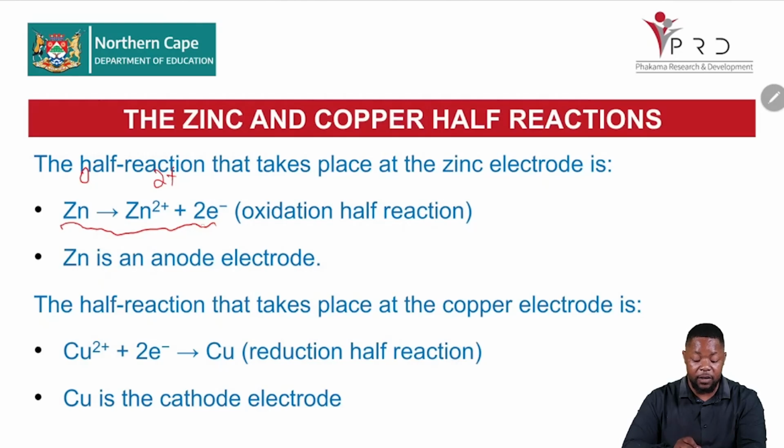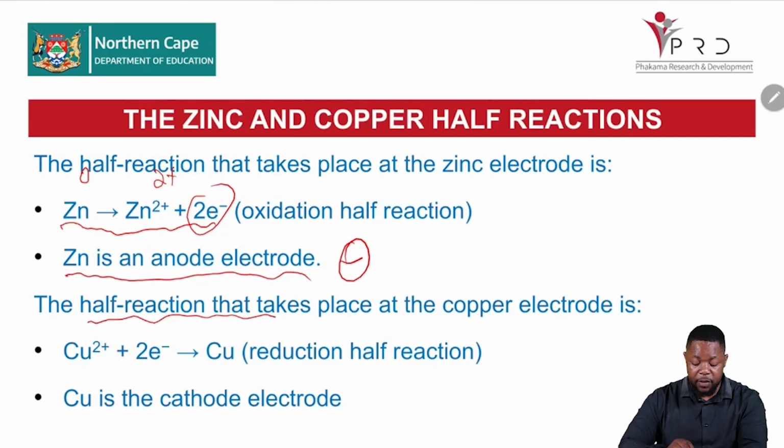And we can also see that because of the loss of electrons, the Zn is the anode in the electrode. Remember that the anode will be negatively charged, and at the anode, that's where oxidation takes place.